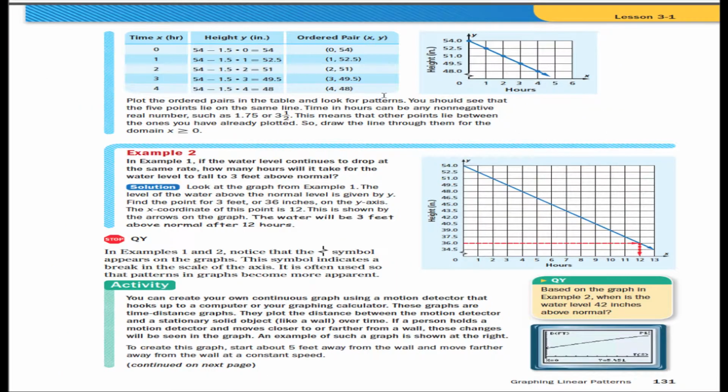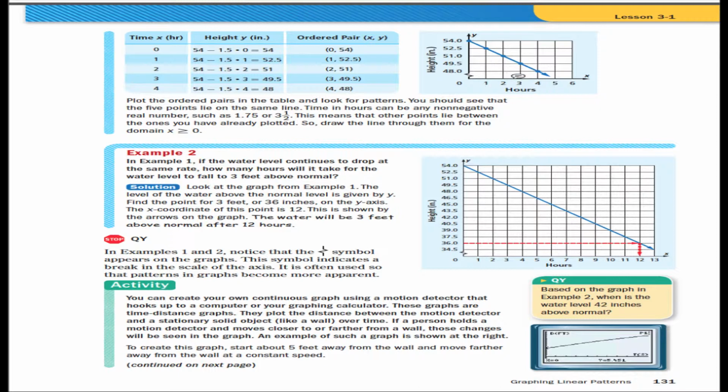And that table shows us the time in 0, 1, 2, 3, 4. We have the height, and in this case it shows the equation being solved for. So I have my x value and my y value, and in the third column they show it as an ordered pair, which is (x, y) with parentheses around it and a comma in between. They're going to plot this information on this graph.